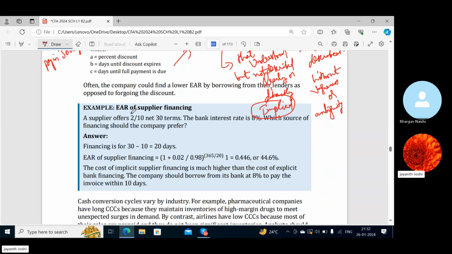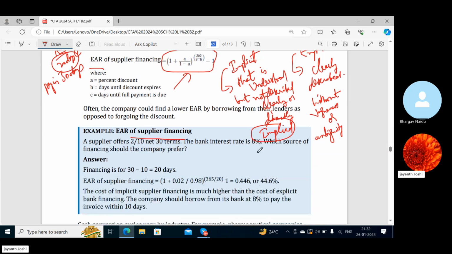So, effective annual rate of supplier financing. A supplier offers 2/10 net 30 terms. Oh my God, I gave this example, but I didn't know that the question also has the same terms. The bank interest is 8%. That means the bank will charge you 8% interest. Which source of financing would the company prefer? The supplier is offering you a 2% discount if you make the payment in 10 days, and if you pay in 30 days, you won't get any discount. The bank interest rate is 8%. And they're asking which source of financing you should prefer.